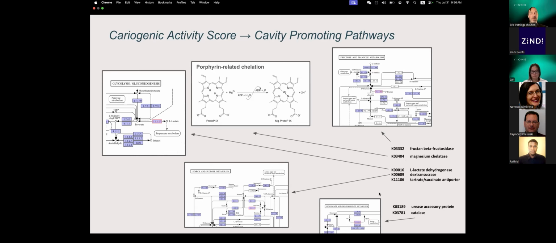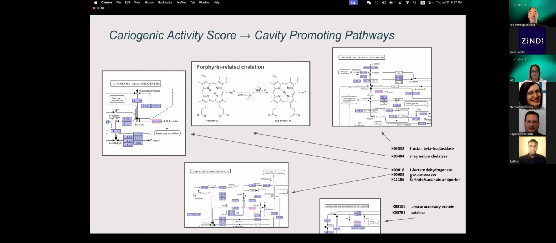And the ones that are represented here, again, we're talking about saliva in this case. In addition to K03332, fructan beta fructosidase, that's an enzyme that breaks apart fructans. The next one, K03404, is a magnesium chelatase. This would be an enzyme that removes magnesium, and it could also potentially remove calcium and other metals with 2+ charge on it. The next one is K00016, which is lactate dehydrogenase. That produces lactate from pyruvate.